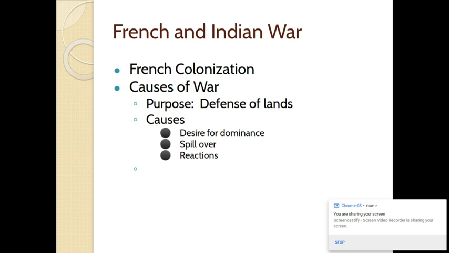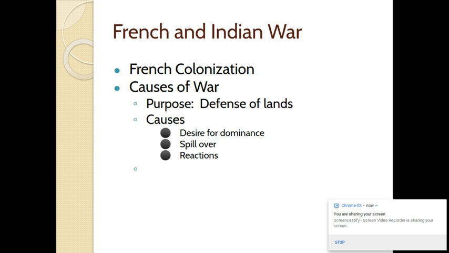The French had been colonizing in North America starting in the late 1500s, and they colonized in parts of what today we know as Canada. They also did some colonization in places like Louisiana. As a bit of background, the French had gone to war with Great Britain four times between 1689 and 1763. So there was definitely a history of competitiveness between the French and the British.